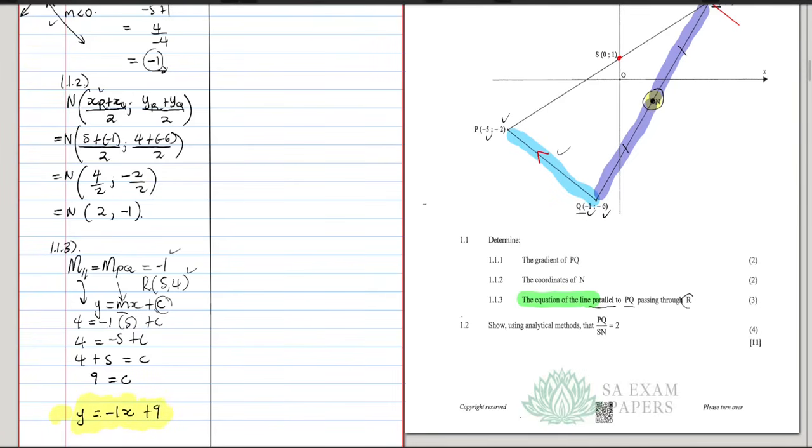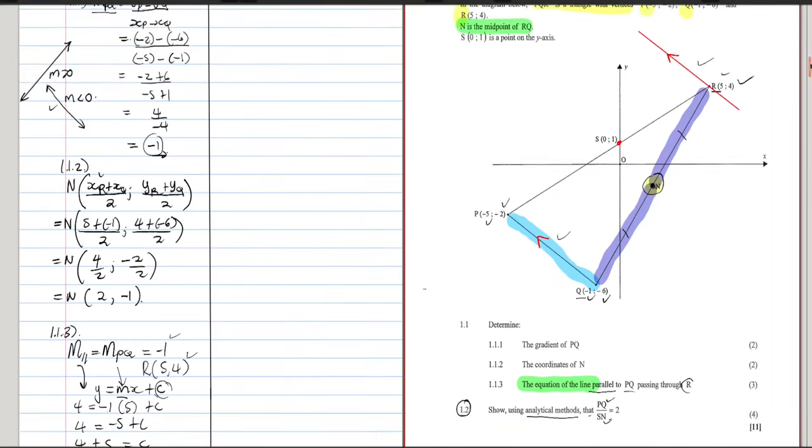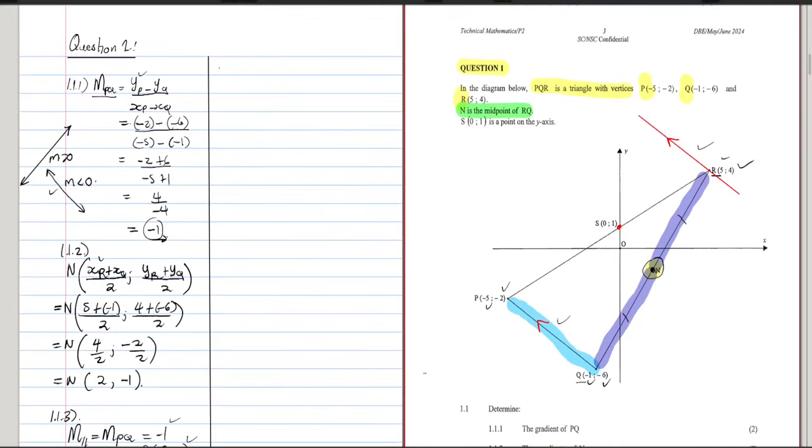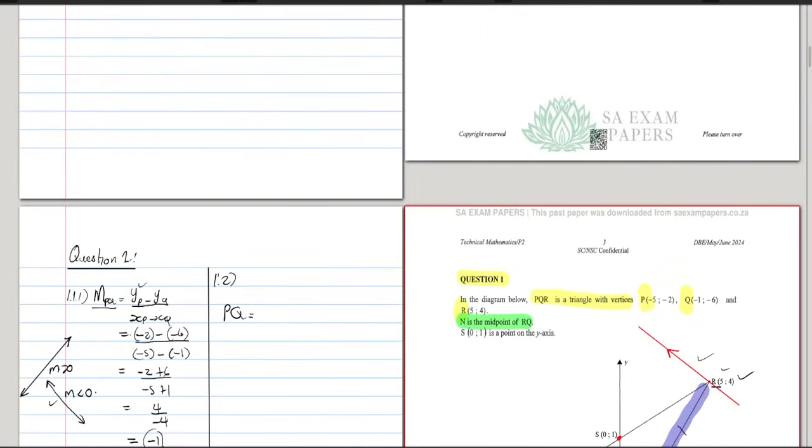All right, now for the next question and the last one on question 1.2: show by analytical methods that PQ over SN is equal to 2. We can just calculate the distance PQ and calculate the distance SN and divide them and see if we do actually get the 2. So for 1.2, I need not the gradient, but PQ and SN.